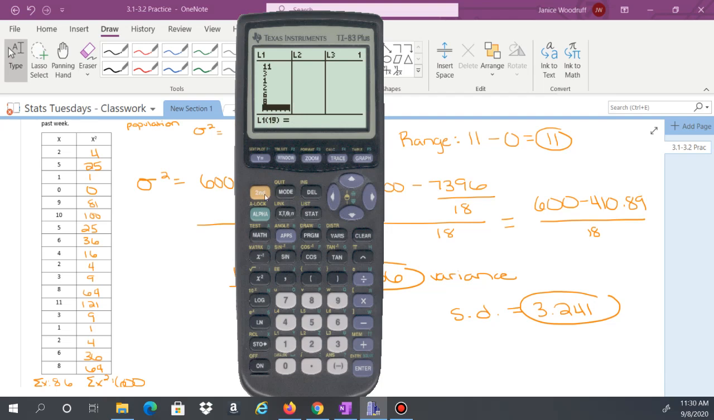All right, so then I'm going to go back to my home screen. So second quit, then stat, calc, enter, and then I want L1, so second one. All right, and then I want the population, so I'm going to pull sigma x, 3.241. So see how close those are? You could potentially enter the wrong one in and get marked wrong. That's why you have to ask yourself first thing, population or sample.